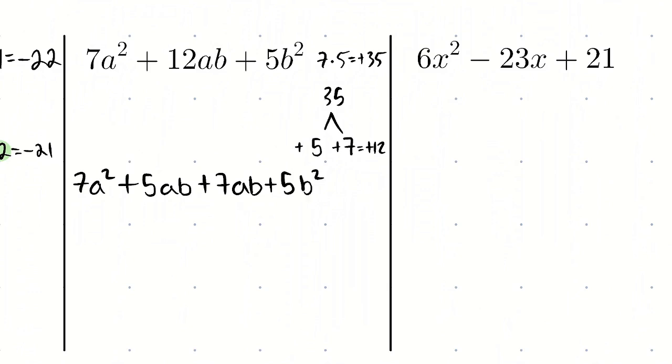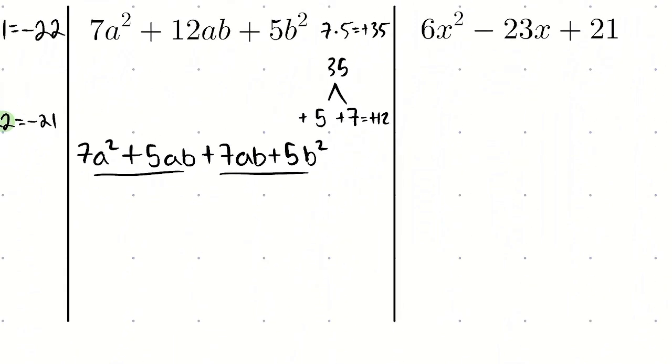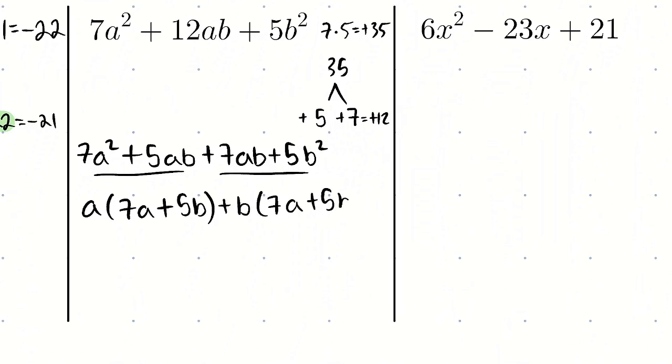5b squared. Okay, so now we're going to factor by grouping. What do those first two terms have in common? It looks like they have an a in common, so we bring an a out. So 7a plus 5b. Now the second two terms have a b in common, so it's a positive b that we bring out. And then we get left with 7a plus 5b.